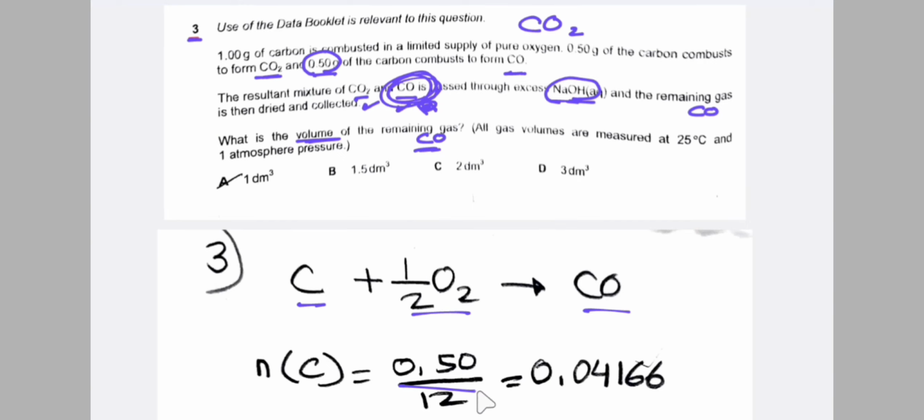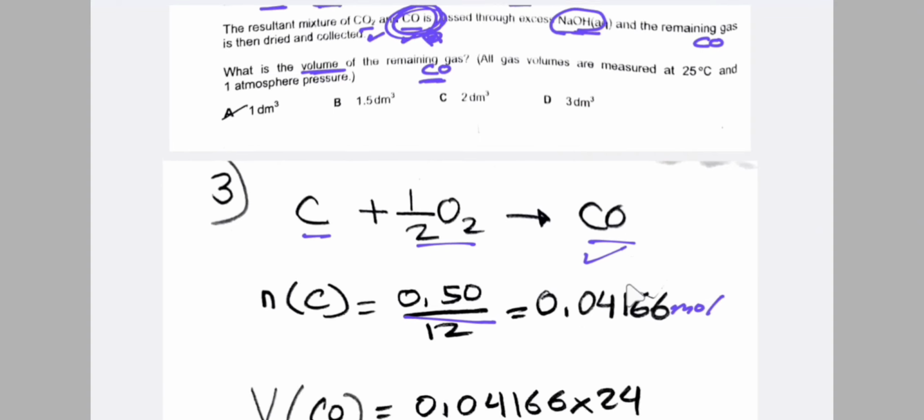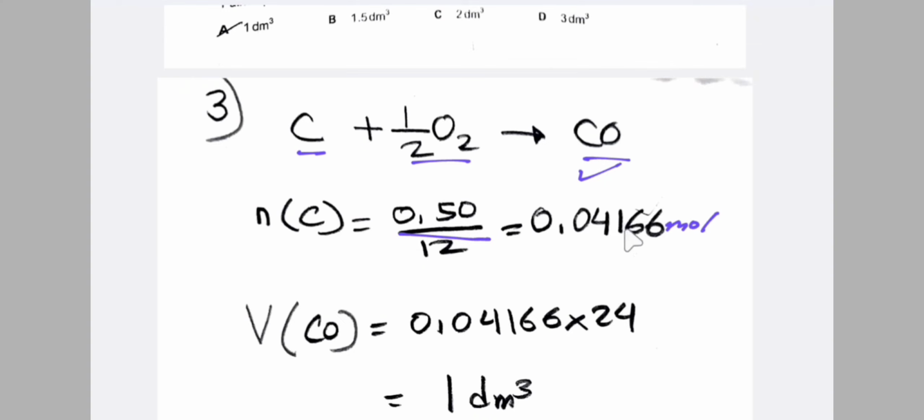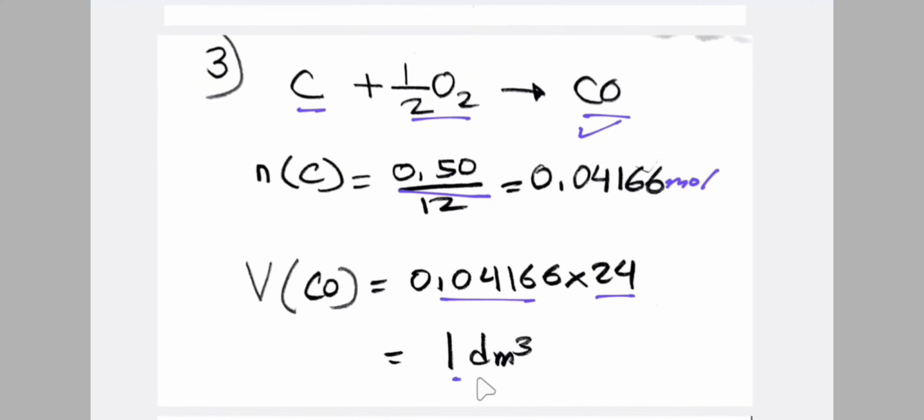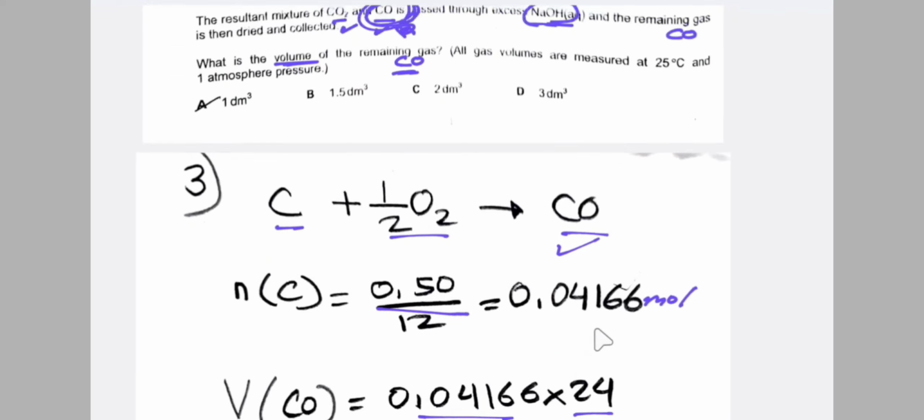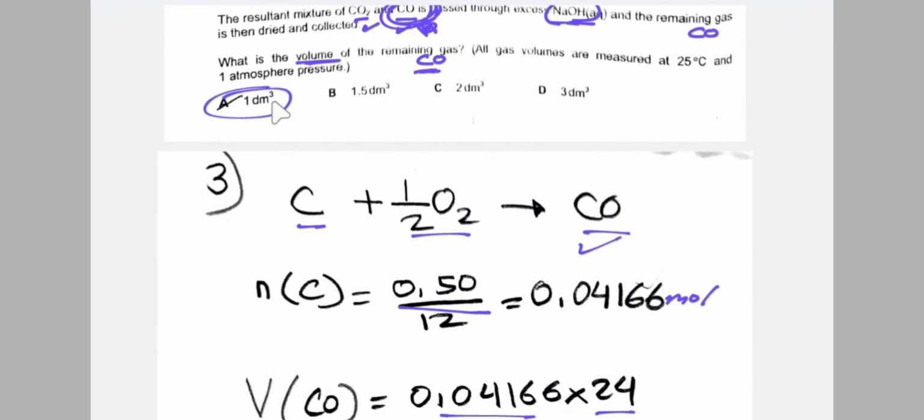So 0.5 moles of carbon monoxide divided by its Ar, that is 12. So this is the number of moles of carbon. The number of moles of carbon is the same as the number of moles of carbon monoxide. So we know the number of moles of carbon monoxide, and the volume of a gas is equal to number of moles times molar gas volume, that is 1 dm cube. So the final volume that we get is 1 dm cube. So the answer is A.